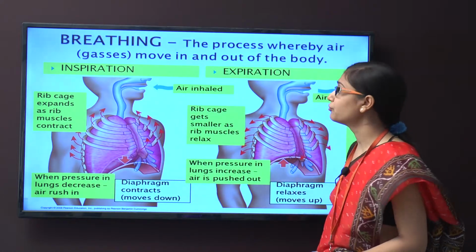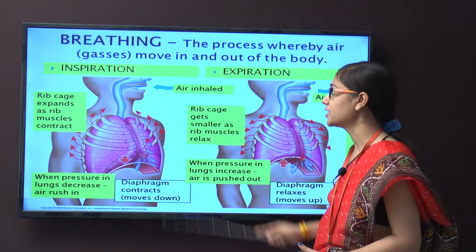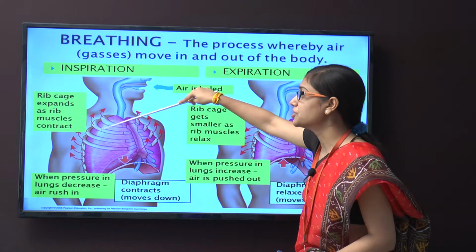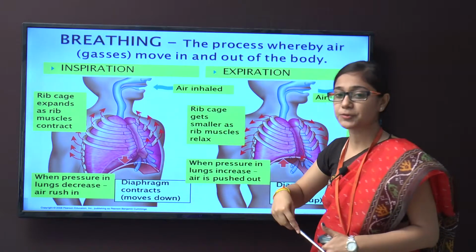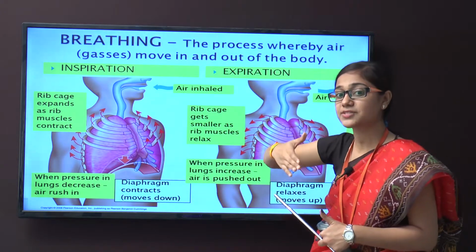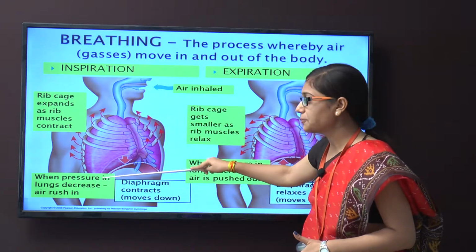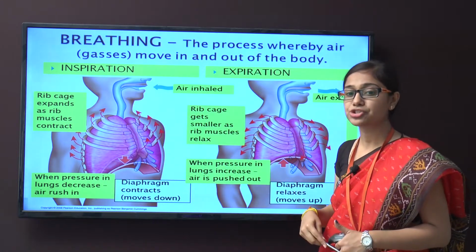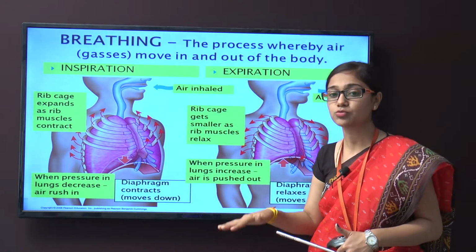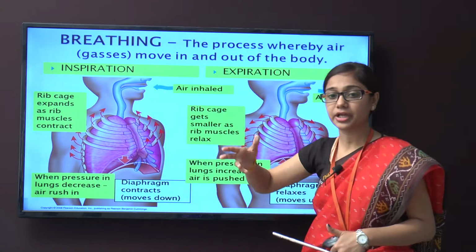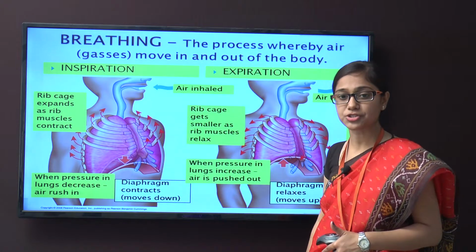Breathing in, the pressure where the air moves into and out of the body. In the inspiration, that means air inhaled, the rib cage is present around the lung. You can see here this is a rib cage. This rib cage goes upward, that means expansion of the rib cage occurs. These muscles will contract when the pressure in the lung decreases, and air is pushed in. The diaphragm will contract, that means the diaphragm goes downward. That means the volume will increase and pressure will decrease during inspiration.